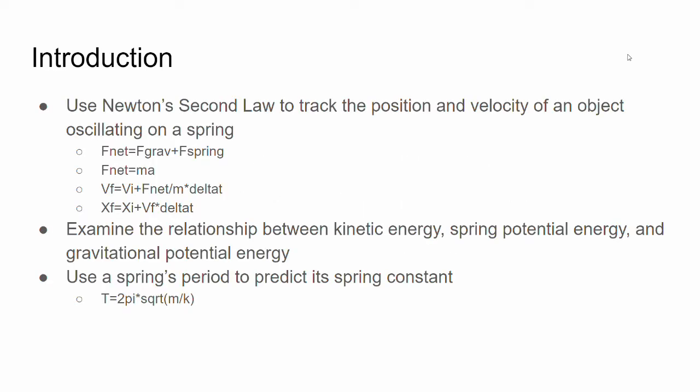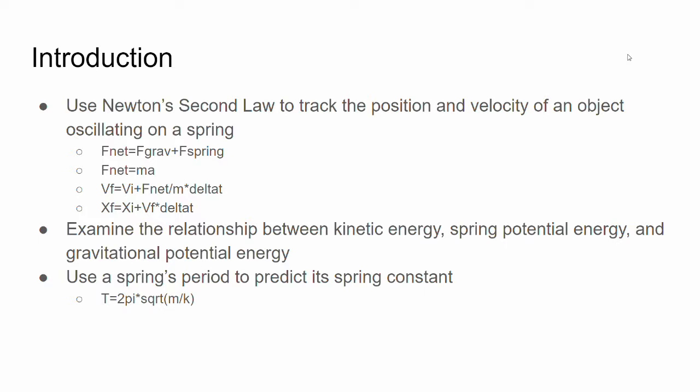In this lab, we are tasked with using Newton's second law to track the position and velocity of an object oscillating on a spring in the x and y directions. Some components of Newton's second law that we used here is that the net force is equal to the sum of forces acting on an object. In this case, it was gravitational force and spring force. We also used that the net force is also equal to the object's mass times its acceleration. This was used to update the object's velocity, and with this we could also update the object's position.